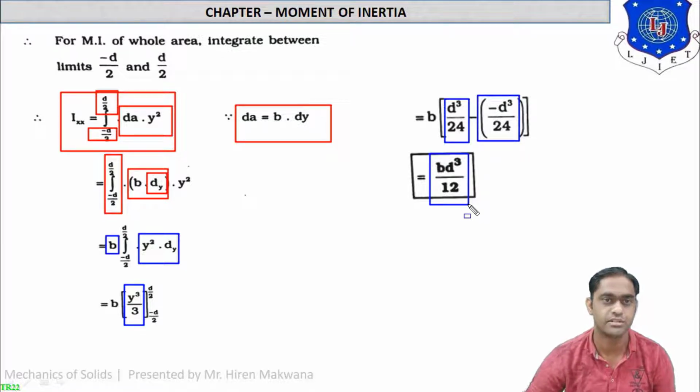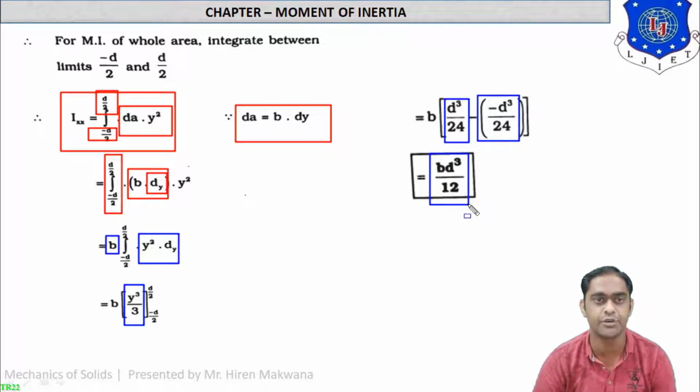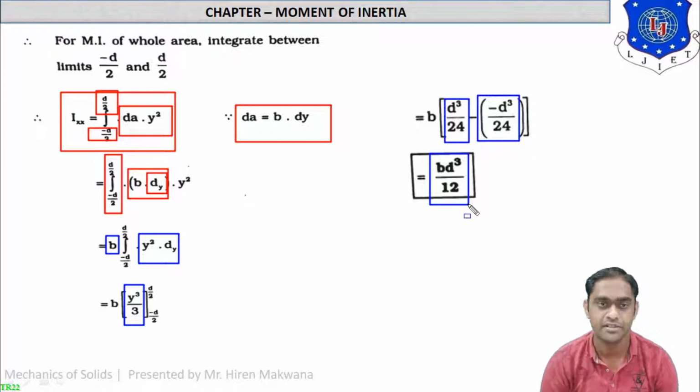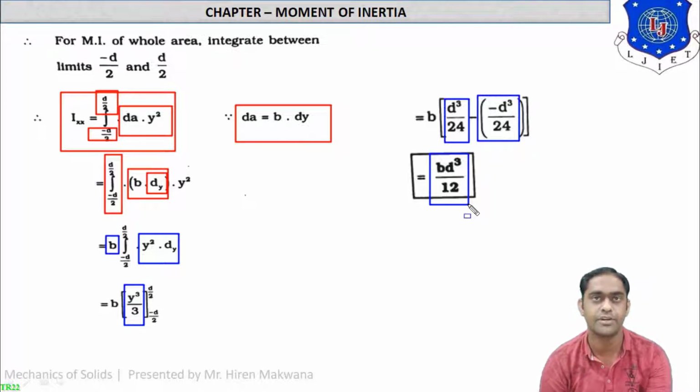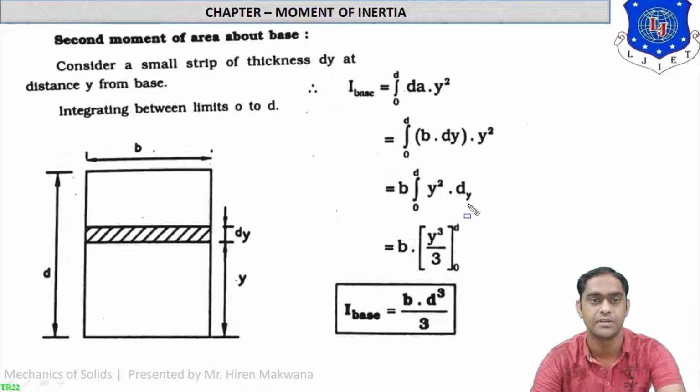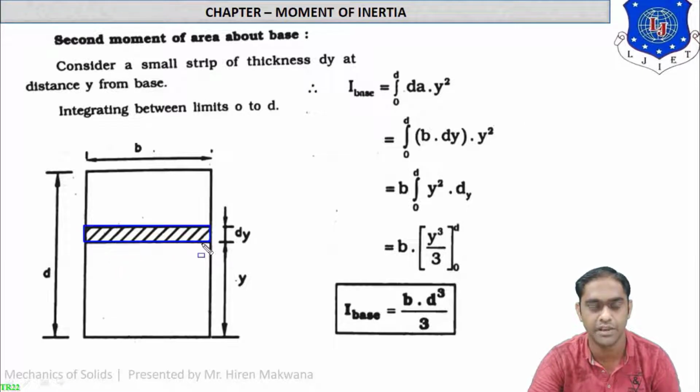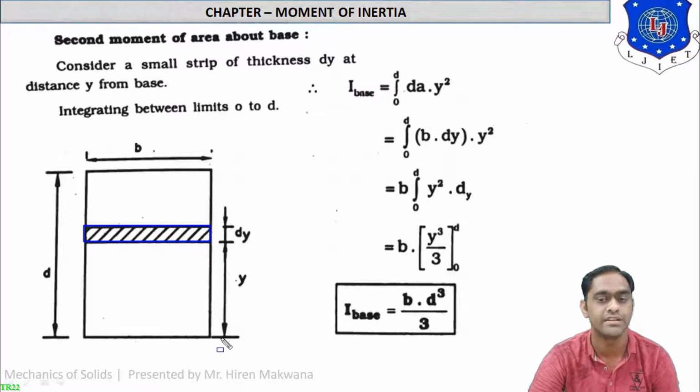About the horizontal centroidal axis, Ixx is BD cubed by 12, but it still remains to find the moment of inertia of a rectangular lamina about its base. Okay, so let us see how it happens. This is the same figure in which we have taken the horizontal rectangular strip having area b into dy at a distance of y from the bottom. Now remember, this distance y is from the bottom axis, not from the centroid.